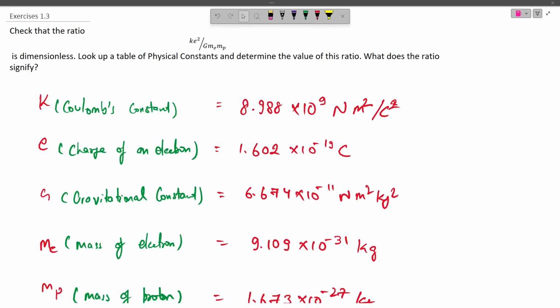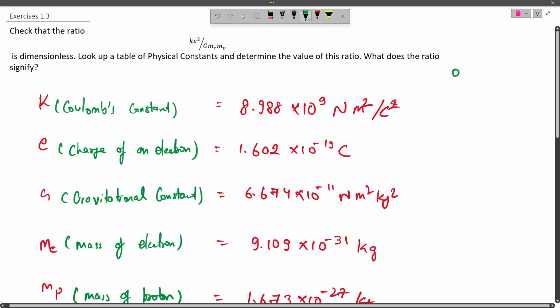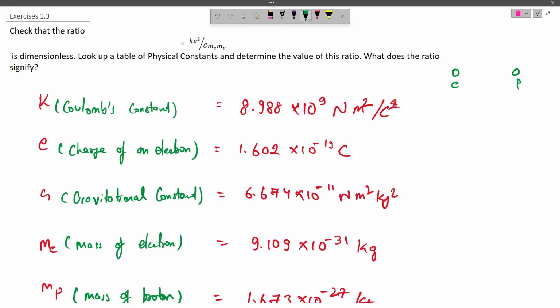The question says to check that the ratio Ke square by G-MEMP is dimensionless. Look up the table of physical constants and determine the value of this ratio. What does this ratio signify? So here in the question, the scenario is of two particles, namely electron and proton. And this ratio represents the ratio of the electrostatic force to that of the gravitational force.